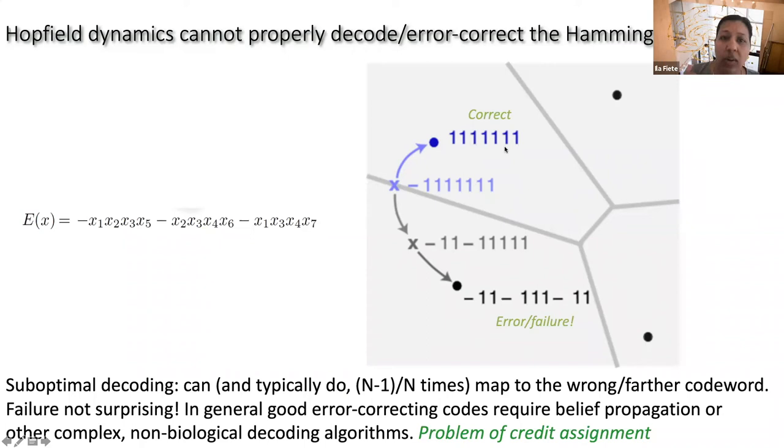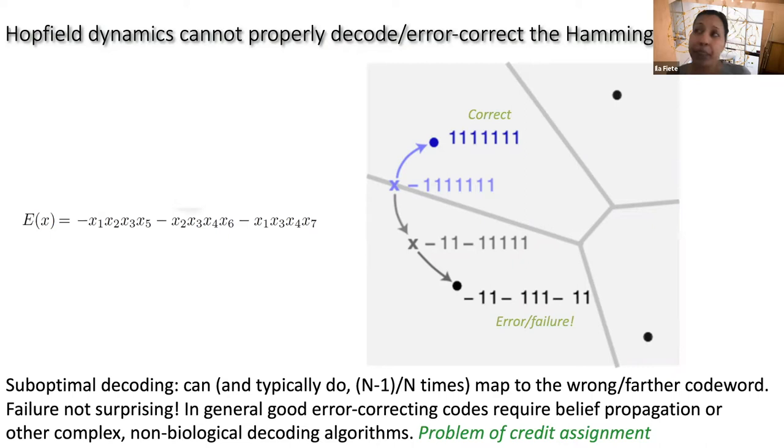But it will also, with some probability, lead you the opposite way, which is it will flip an additional bit which lowers the energy. You can see that if you flip the first bit, then you've increased energy in the first and the third terms in this energy function. But if you now flip the third bit, then x1 and x3 co-occur in the first and the third terms. So you lowered the energy of those terms at the expense of increasing the energy of the middle term, but you still have a net lowering of the energy. And so the dynamics can flow the opposite way to the wrong code word.